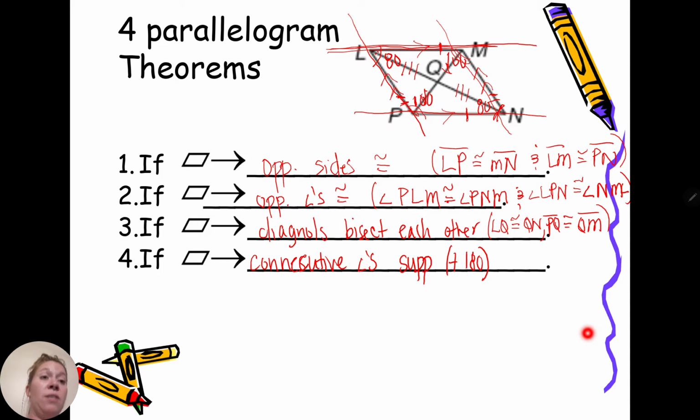So we know that opposite sides are parallel. We know that they're congruent. We know opposite angles are congruent. We know diagonals cut each other, or bisect each other, in half. And we know the consecutive angles are supplementary. Again, write those down, please.